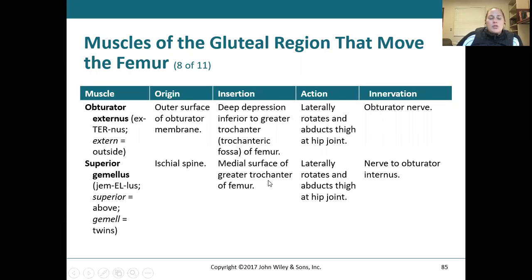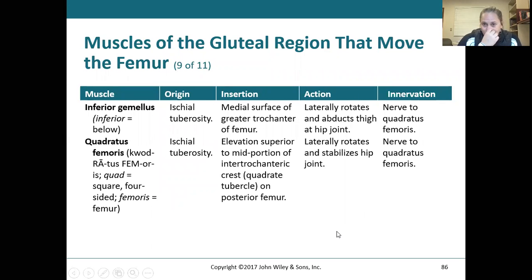Okay. Obturator externus, it's laterally rotating and abducts the thigh at the hip joint. Its innervation is the obturator nerve, and its origin is the outer surface of the obturator membrane. Its insertion is a deep depression inferior to the greater trochanter of the femur. And the superior gemellus is going to laterally rotate and abduct the thigh at the hip joint. Its origin is the ischial spine, and its insertion is the medial surface of the greater trochanter of the femur.